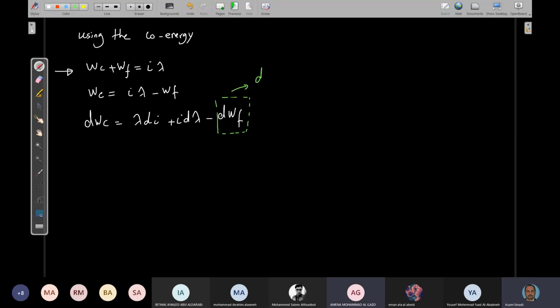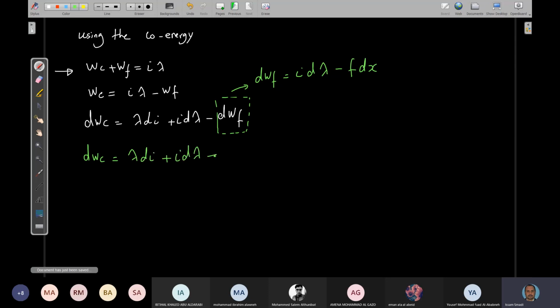It is I d lambda by dt minus f dx by dt, which is I d lambda minus f dx if I'm assuming a linear motion. So let's substitute. If we substitute, then d omega c will equal lambda di plus I d lambda minus I d lambda plus f dx. So this one will eat this one, and we will end up with d omega c equal to lambda di plus f dx.